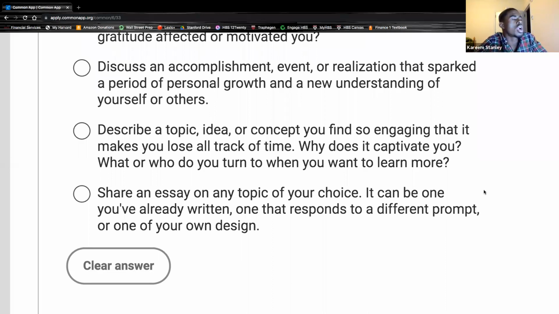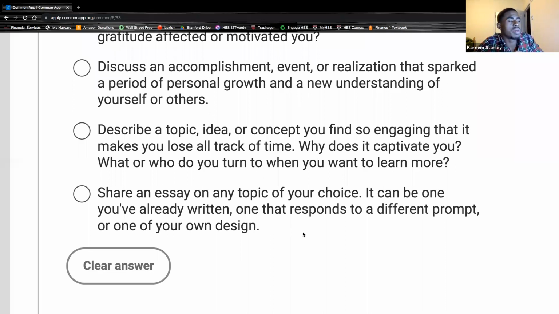Perfect. So the next one is: describe a topic, idea, or concept you find so engaging that it makes you lose all track of time. Why does it captivate you? What or who do you turn to when you want to learn more? Again, look at the second part of the question, not the first. Describe a topic, okay, no problem. Don't waste your 650 words describing a topic. Why does it captivate you? That's where you should have like 600 words. Got it? Okay, next.